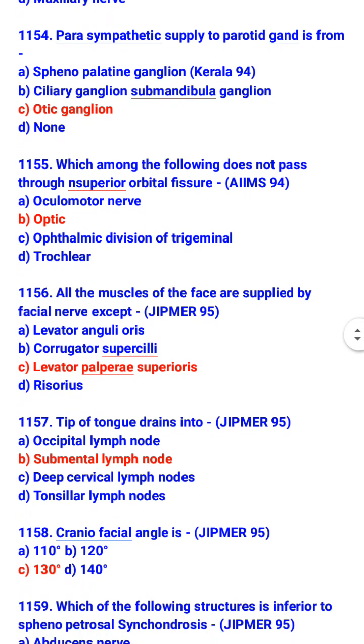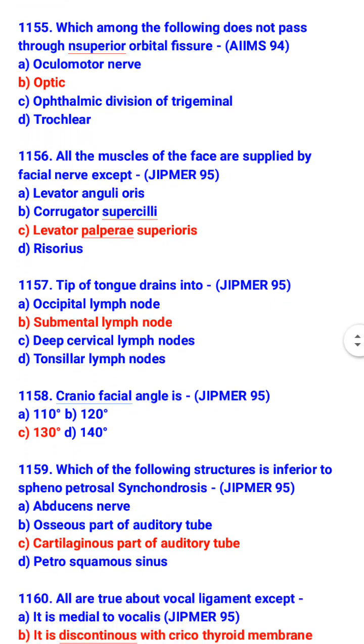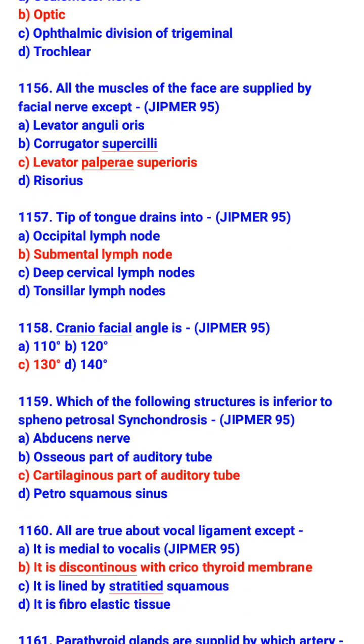All the muscles of the face are supplied by facial nerve except levator palpebrae superioris. So levator anguli oris, corrugator supercilii, and risorius are supplied by facial nerve, but levator palpebrae superioris is not supplied by facial nerve. Tip of tongue drains into submental lymph node. Craniofacial angle is 130 degree.